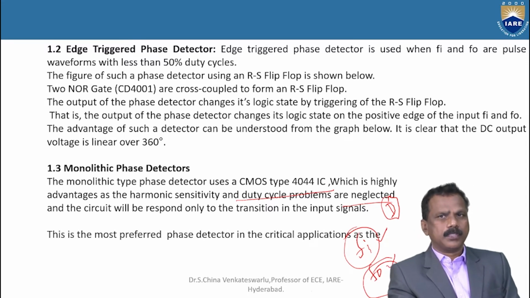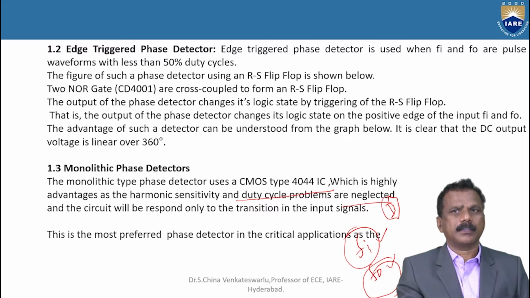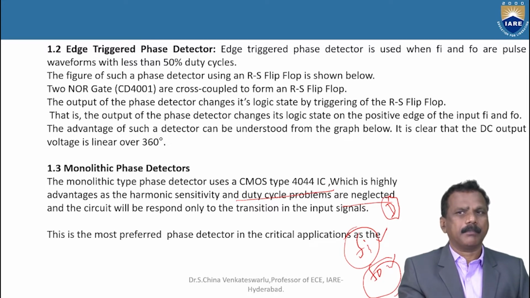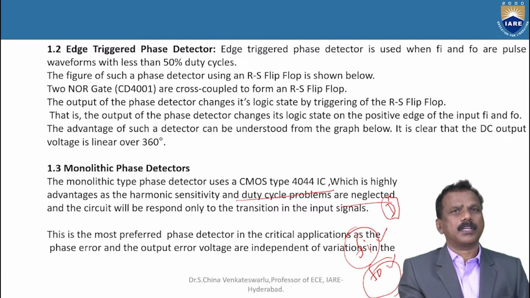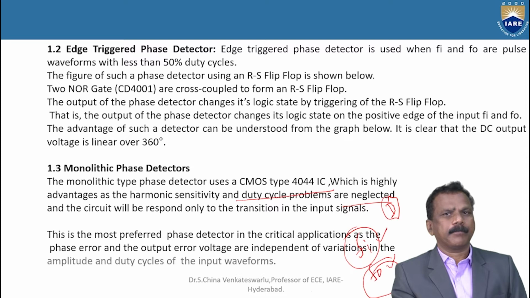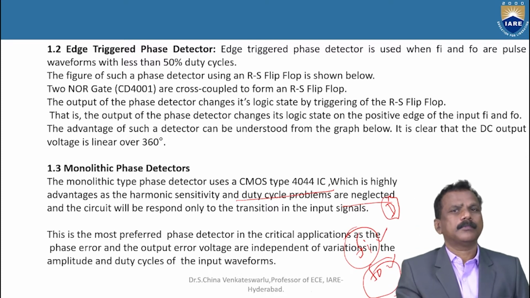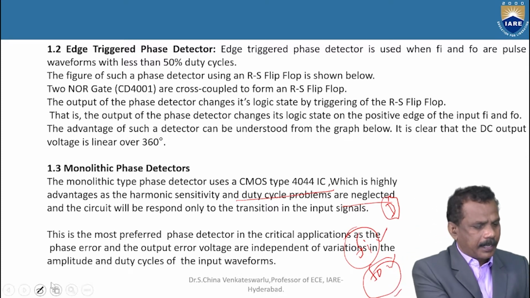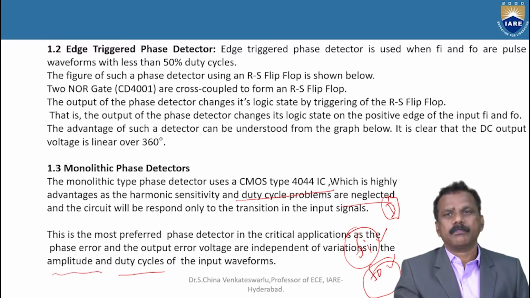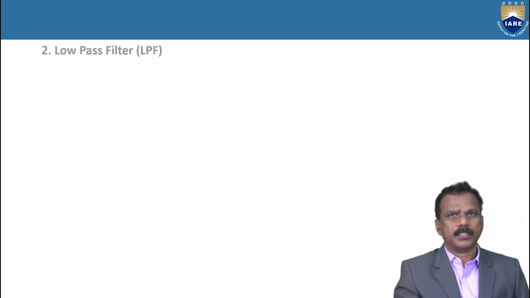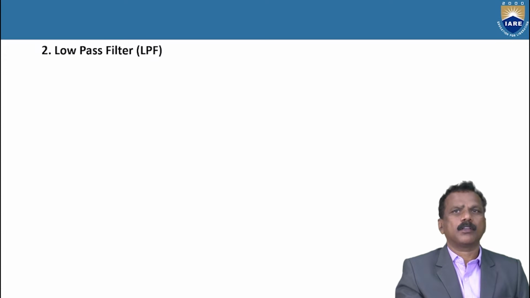This is the most preferred phase detector in critical applications, as the phase error and the output error voltage are independent of variations in the amplitude and duty cycle of the input waveforms. Next, the low pass filter.